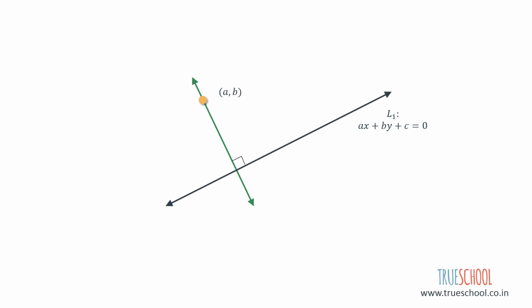We have already learned to do that. We need at least two pieces of information about this line. The first obvious information we know is that it passes through this point. The second information we know is that it is perpendicular to the given line.